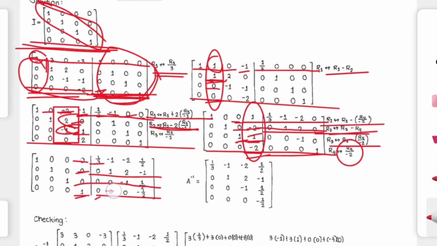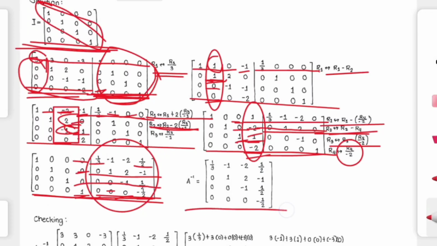Negative 1 minus 0 is equal to negative 1. Negative 2 minus 0 is negative 2. And then 0 minus negative 1 half is equal to 1 half. So after that, we have found the inverse of A, which is on the right side of this matrix. So this will be our inverse of A.